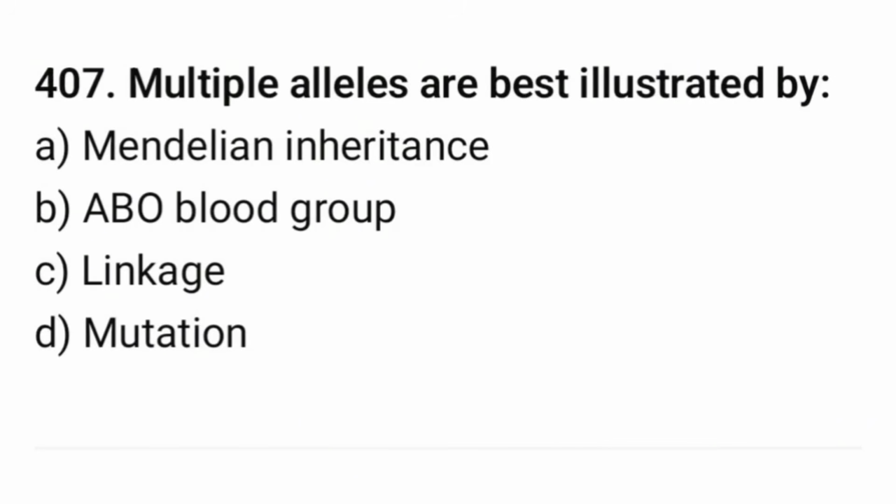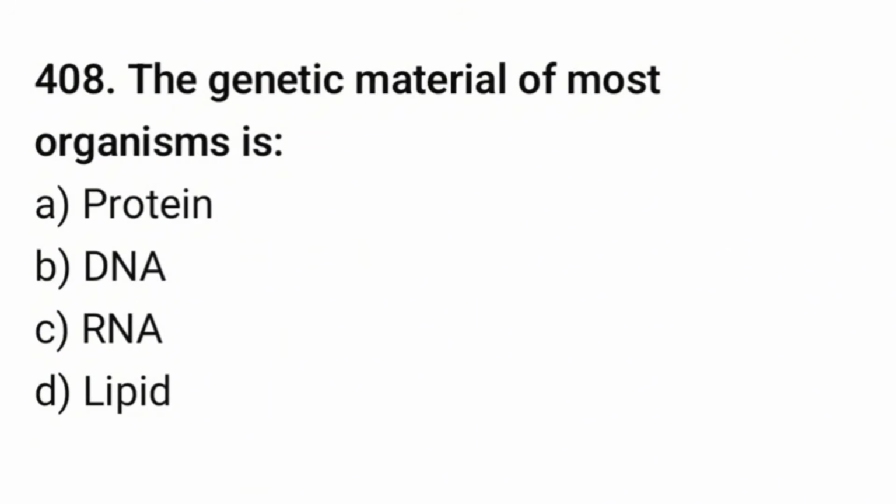Question 407. Multiple alleles are best illustrated by. Right answer is option B, ABO blood group system. Question 408. Genetic material of most organisms is. Right answer is option B, DNA.